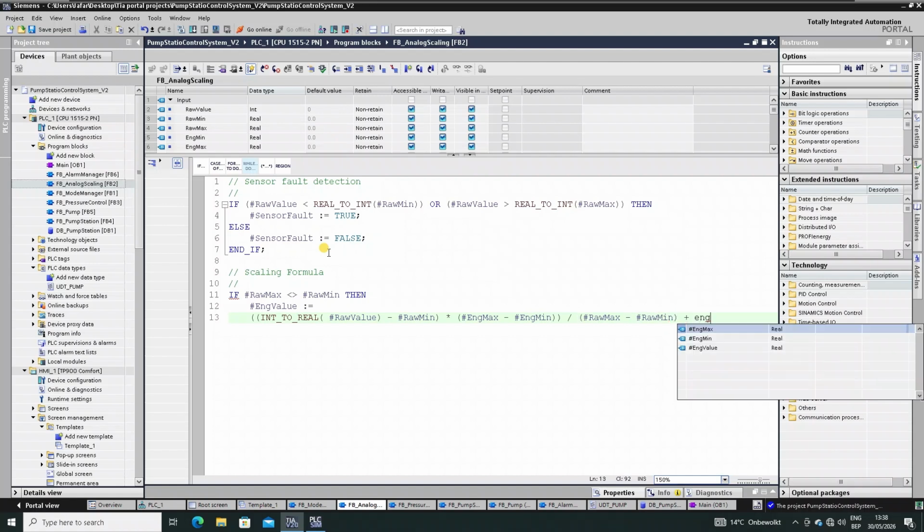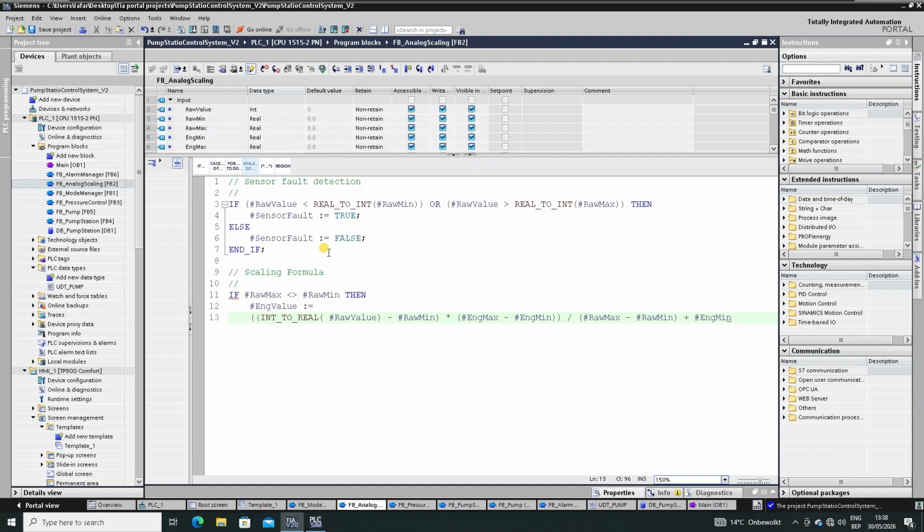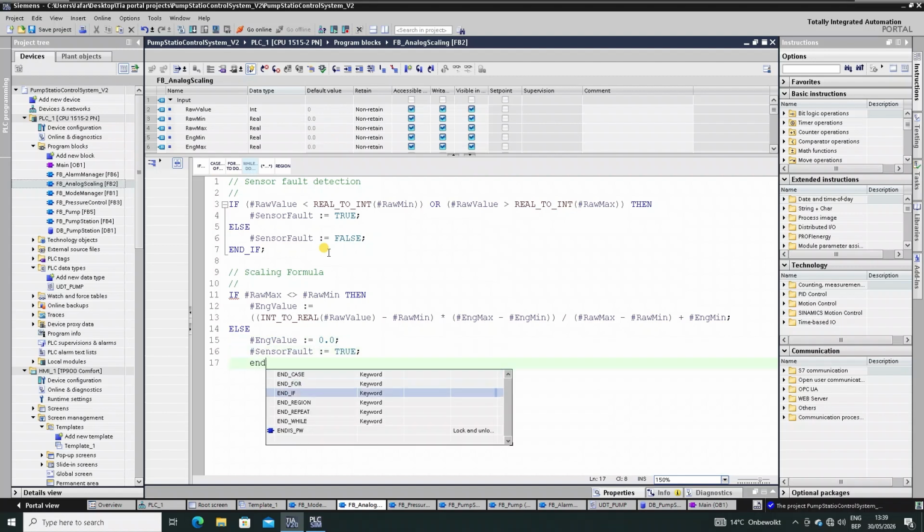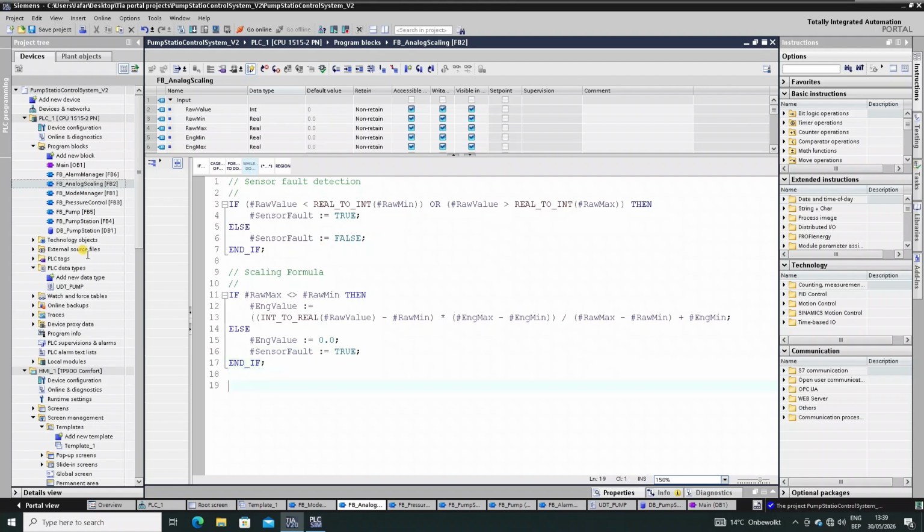If the raw limits are correct, the block calculates the engineering value. The formula takes the raw input value, compares it with the raw range, and converts it into the engineering range. For example, a raw value from the pressure transmitter is converted into bar. A raw value from the flow meter is converted into cubic meters per hour. This makes the value useful for the pressure control, alarms, HMI display, and trends.